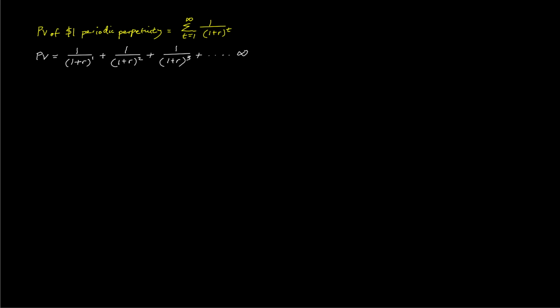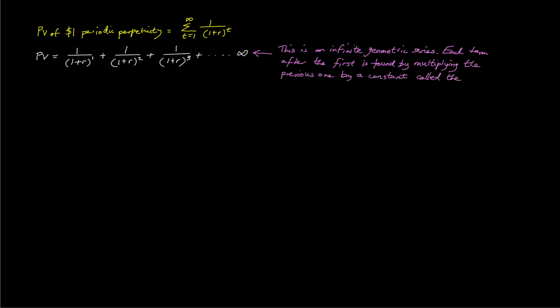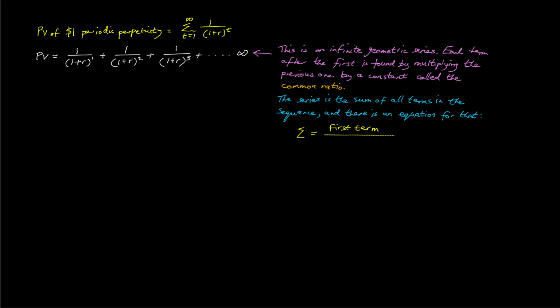We notice, having done so, that we have a first term and that after the first term, each subsequent term is found by multiplying the previous term by a constant called the common ratio. The series is the sum of all the terms in this particular sequence, and there is an equation for that. That sum is the first term divided by 1 minus the common ratio. In our perpetuity, the first term is 1 divided by 1 plus r.